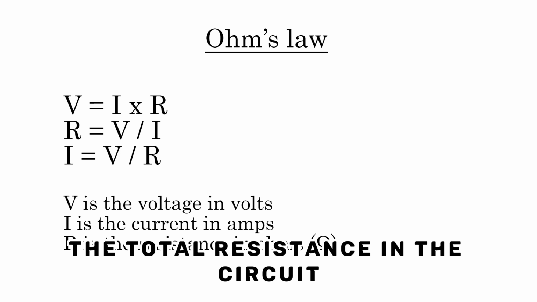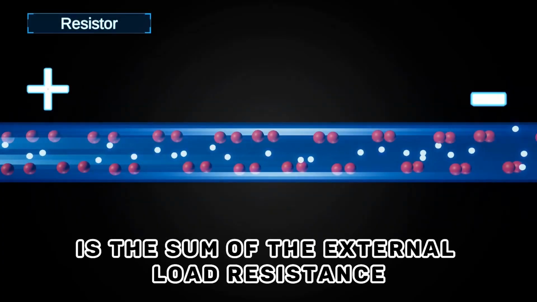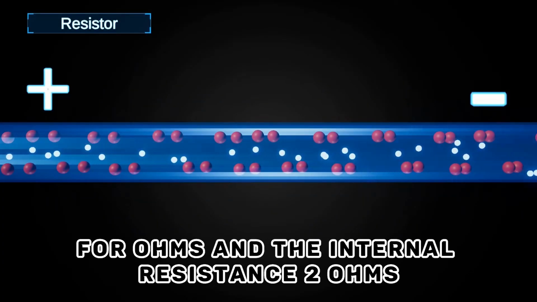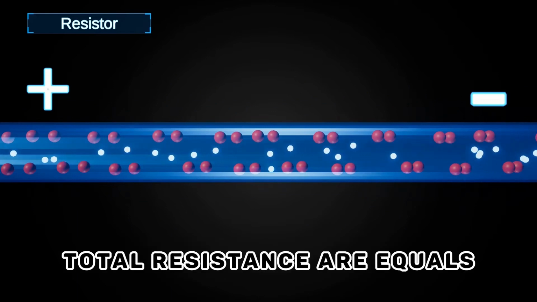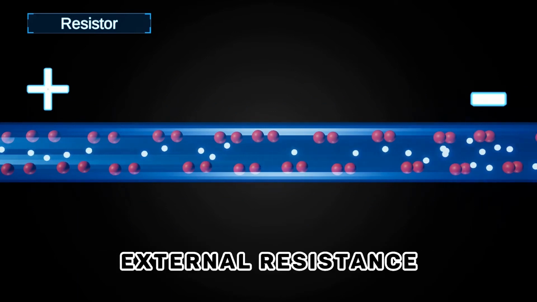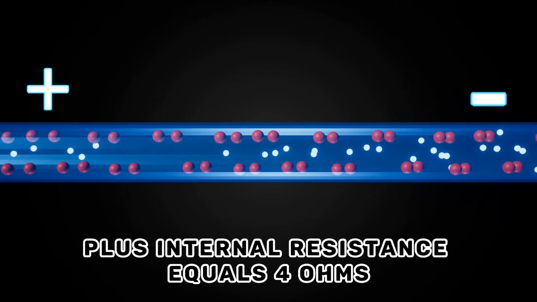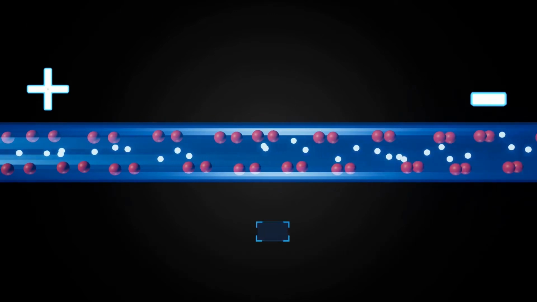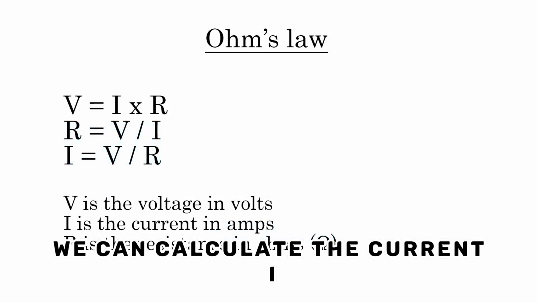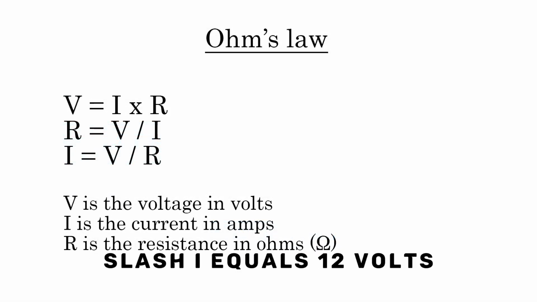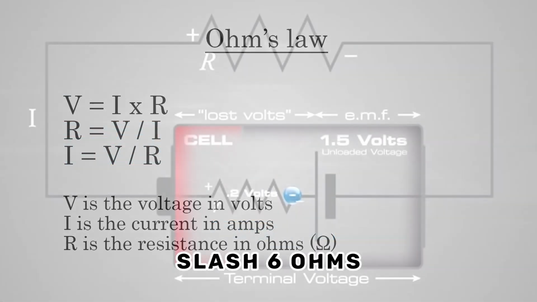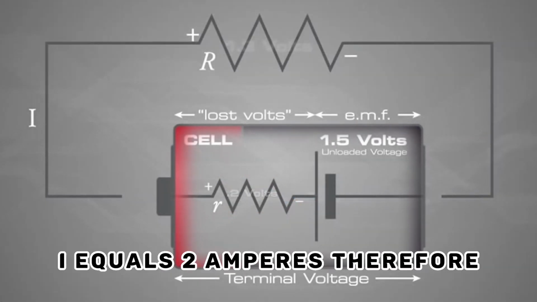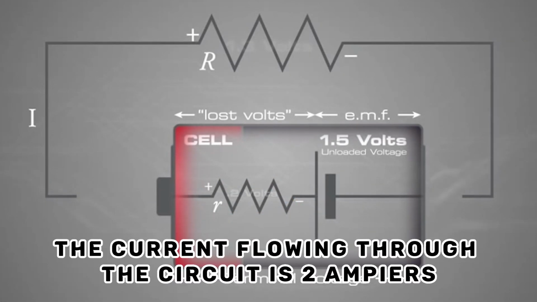The total resistance in the circuit is the sum of the external load resistance, 4 ohms, and the internal resistance, 2 ohms. Total resistance, R, equals external resistance plus internal resistance equals 4 ohms plus 2 ohms equals 6 ohms. Using Ohm's law, we can calculate the current, I equals EMF/R equals 12 volts/6 ohms, I equals 2 amperes. Therefore, the current flowing through the circuit is 2 amperes.